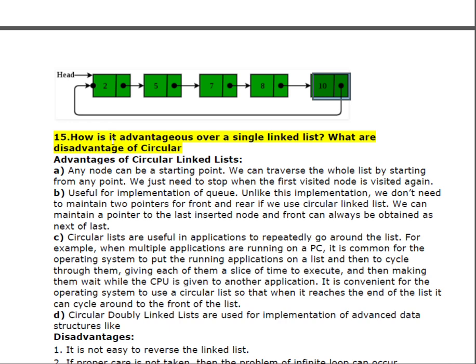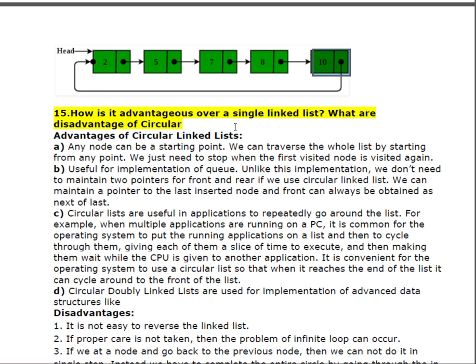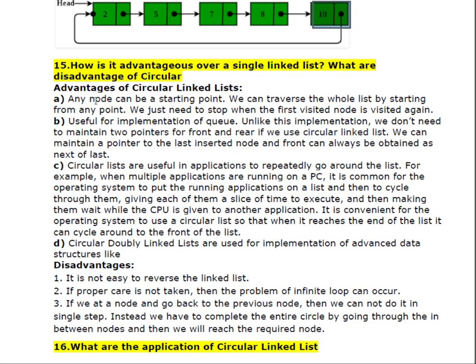So how is it advantageous over single linked list? What are the disadvantages of circular linked list? Advantages of circular linked list over singly linked list. Here, any node can be a starting point. We can traverse the whole list by starting from any point. We just need to stop when the first visited node is visited again.